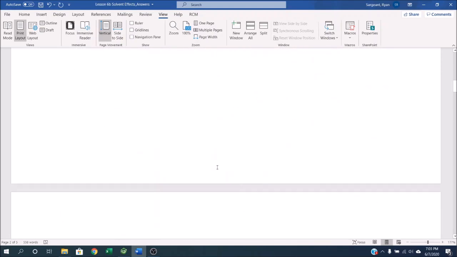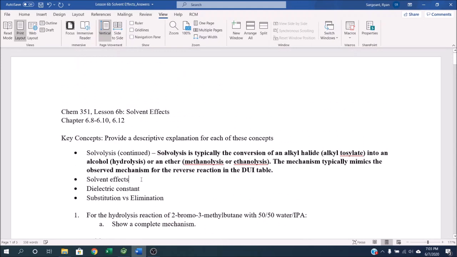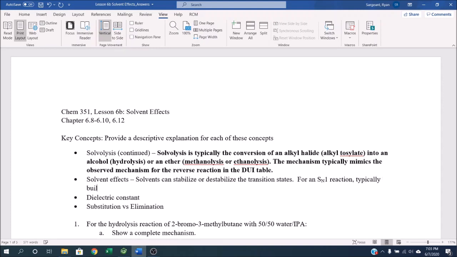Okay, let's go back up and fill in some definitions right here. Solvent effects. So solvents can stabilize or destabilize the transition states. And so for an SN1 reaction, you typically build up a lot of charge in the transition state, and therefore you want a more polar solvent.